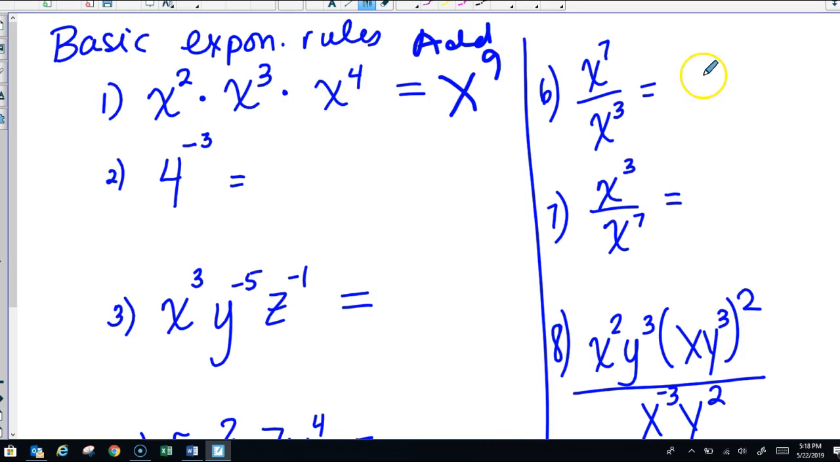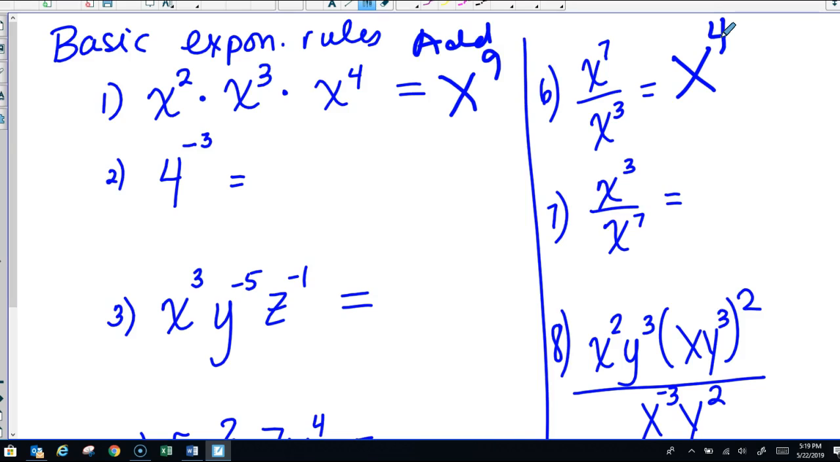Okay, jumping over here to the right, number 6, just because it's sort of the reverse of that one. If we are dividing like bases, we subtract the exponents. So this would be x to the 4th. If the 7 had been on the bottom and the 3 up top, then my x to the 4th would have been down bottom, and I would have put a placeholder of 1 over.